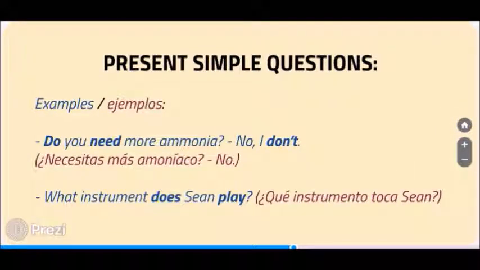Examples. Do you need more ammonia? No, I don't. What instrument does Sean play?